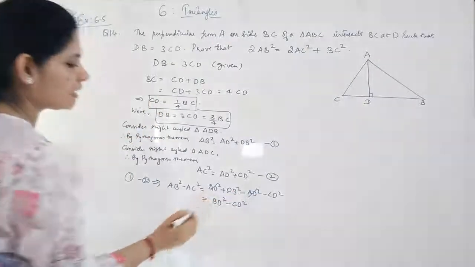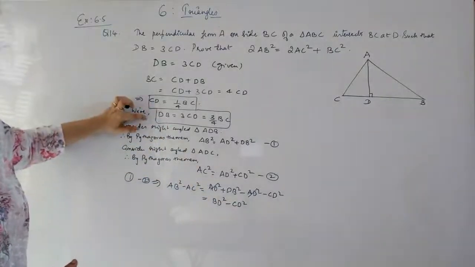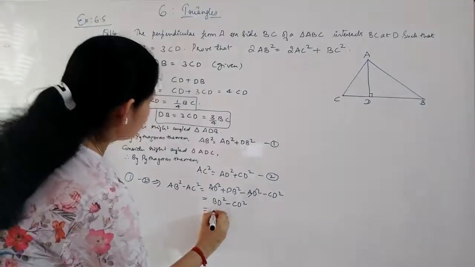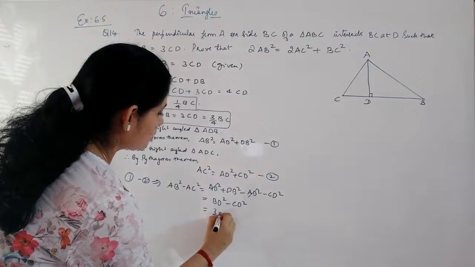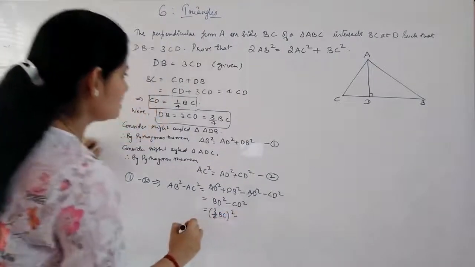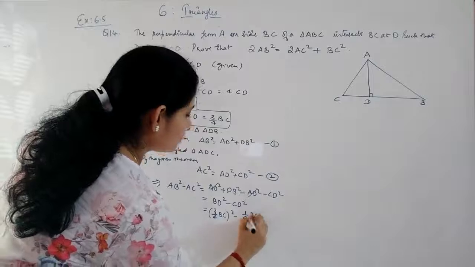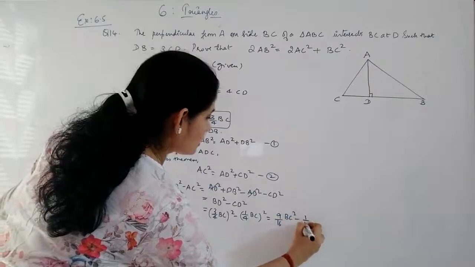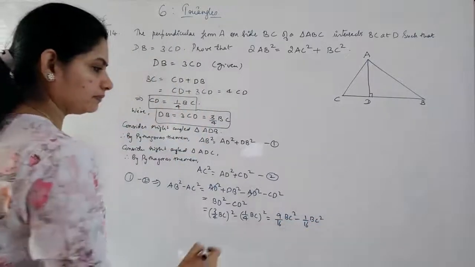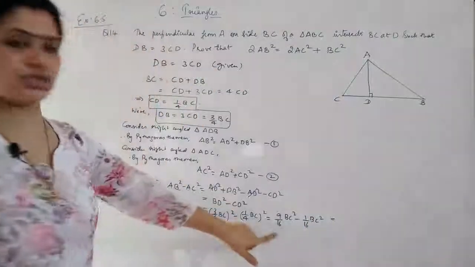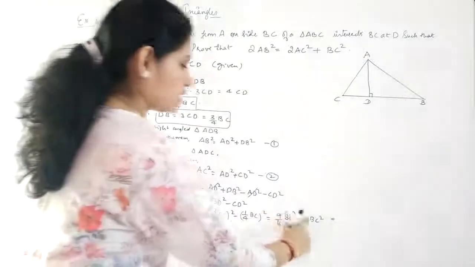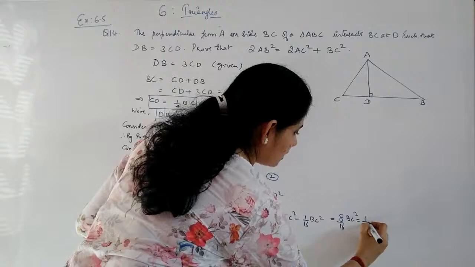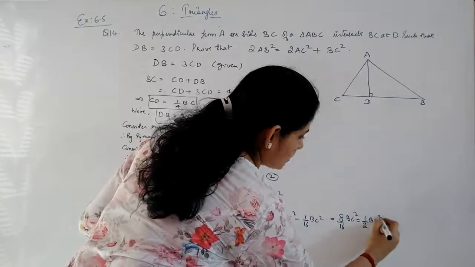Now we are just replacing the value of DB and CD with what we have got earlier in terms of BC. Okay, so you will get it to be BD is your 3 by 4 BC the whole square minus 1 by 4 BC the whole square, which is equal to 9 by 16 BC square minus 1 by 16 BC square. Okay, and this is giving you how much? Just see, you will get it to be 9 minus 1 by 16, which is 8 by 16 BC square, which is 1 by 2 BC square, right?